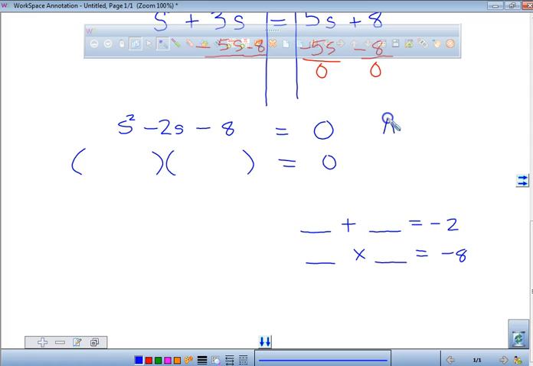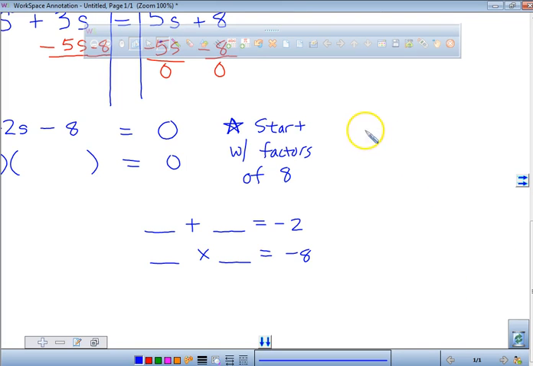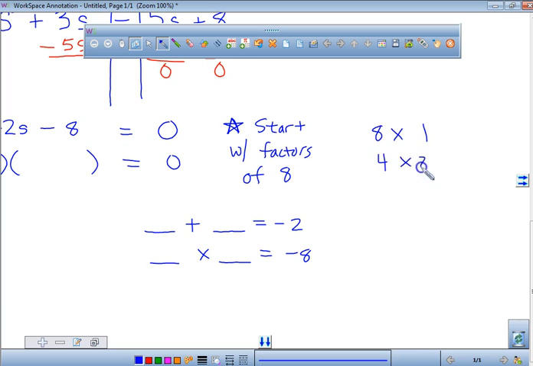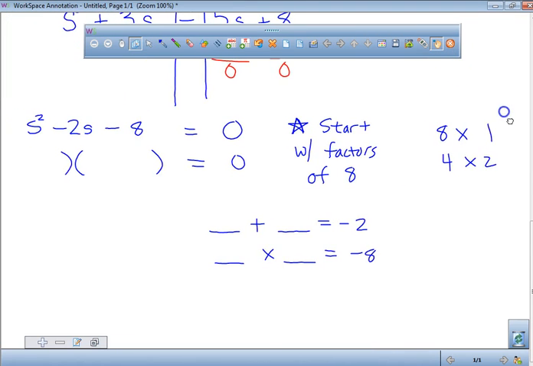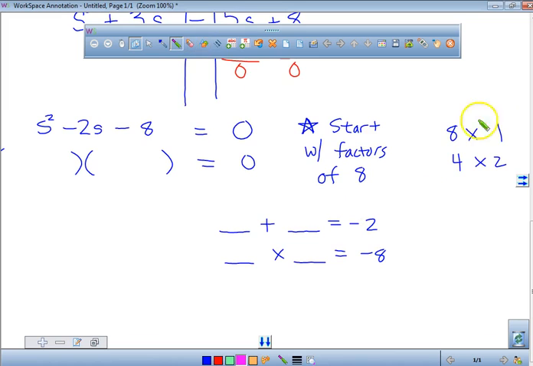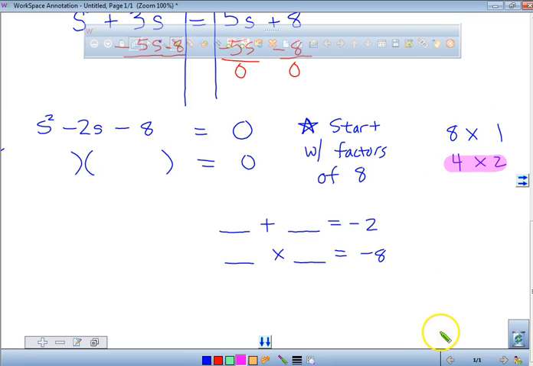Now, I've said this many times, but I'm going to put a little star here. I'm going to put start with factors of, what number are we going to start with? Factors of 8. So what are the only factors of 8, people? 8 and 1, and 4 and 2. That's right. 8 times 1 and 4 times 2. But the only two numbers that can somehow get you to a negative 2 is not the 8 and the 1, but it's definitely the 4 and 2.